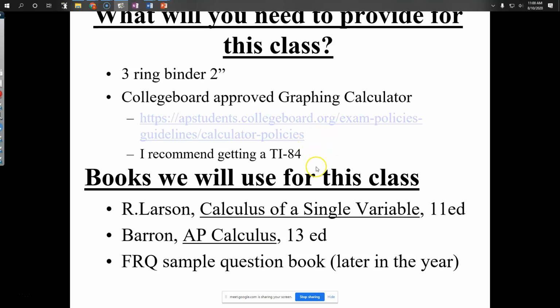What books do you need for this class? None of our books are virtual. They don't have any virtual books for calculus. So you're going to pick up your standard textbook, which is this Larson one. You're also going to pick up a Barron's book, which is a test prep book.